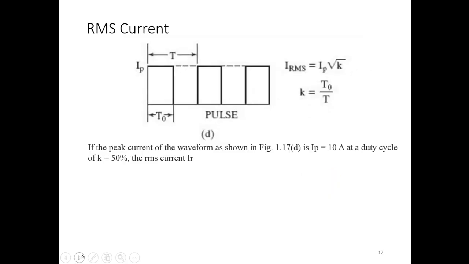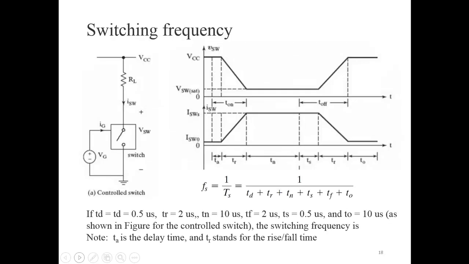Now, the RMS of this pulse waveform will be the square root of the duty cycle. If the duty cycle is 50%, you should be able to work out the RMS value of this current. Then, what is the average value of this waveform? The average will simply be I average equal to K times the IP, depending on the duty cycle. This is the one you should be able to calculate. Now, these are what we mentioned at the beginning.